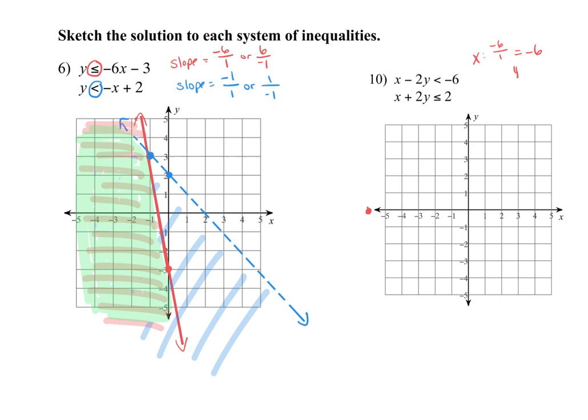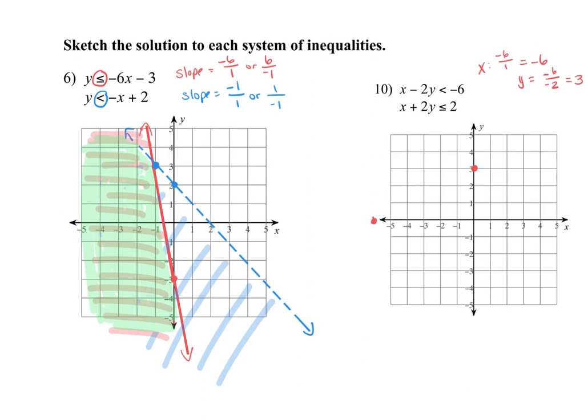My y-intercept is going to be that -6 over the number in front of my y, which is -2. So it's going to be at 3. Is this going to be a solid or a dashed line for this top one? Solid or dashed? Dashed. I know that because it is just less than.